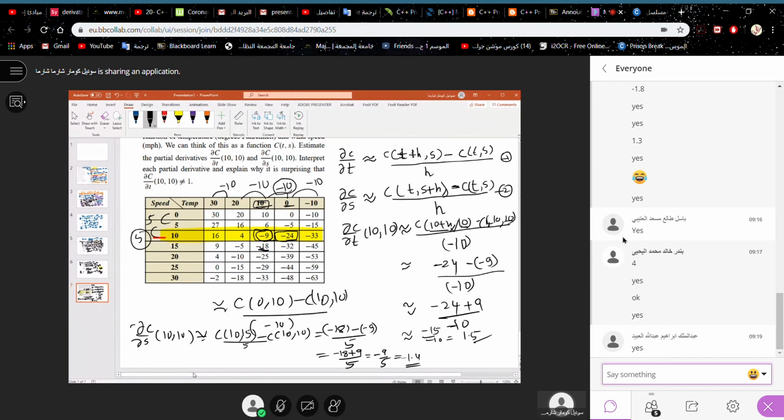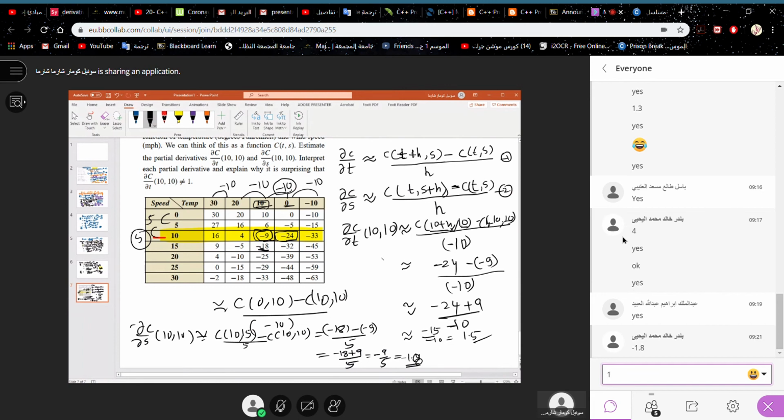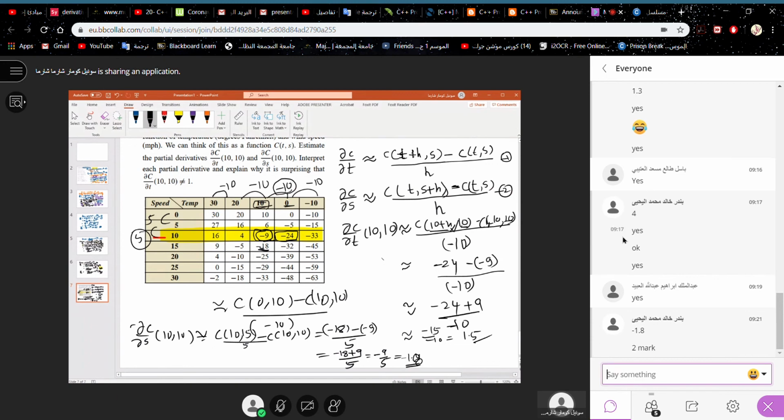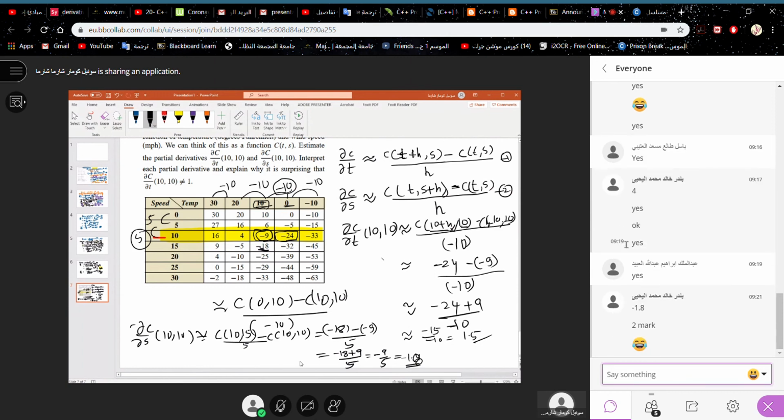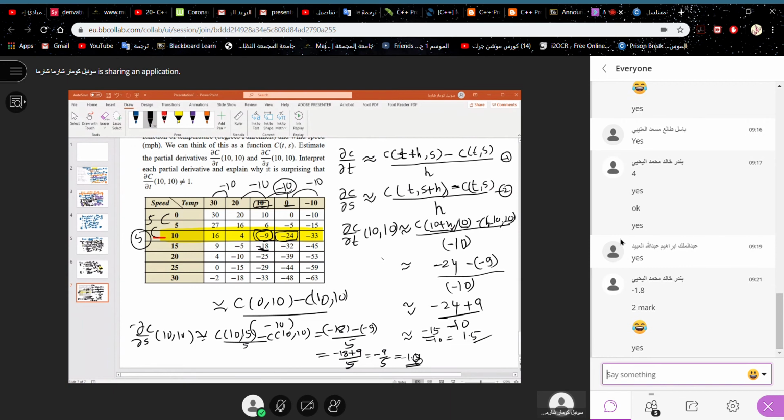This is the change in S and change in T. Okay? Minus 1.8. Okay. Minus 1.8. I think you understand this point. Your answer is same? Oh, 2 marks awarded to Bandar.